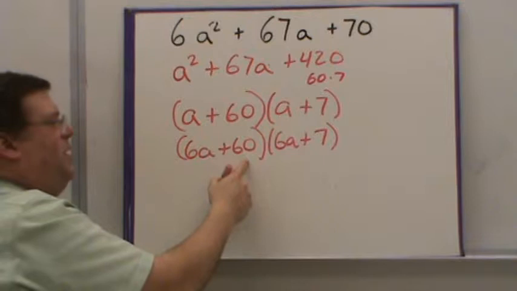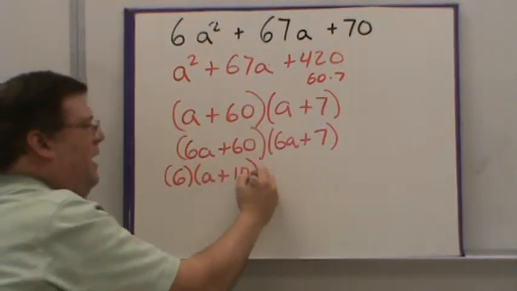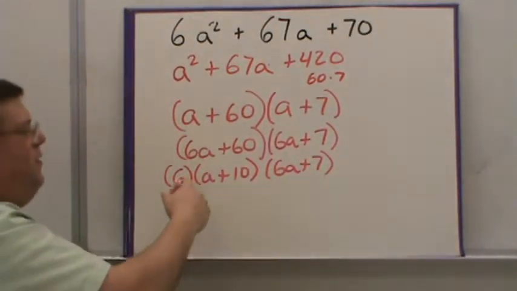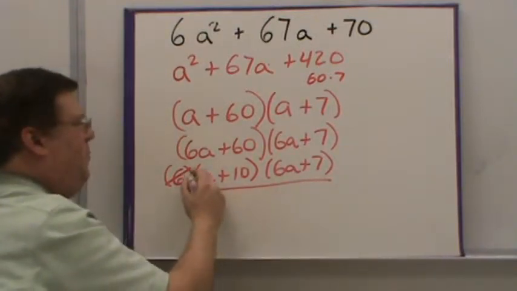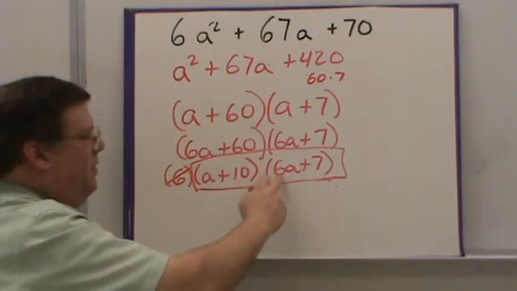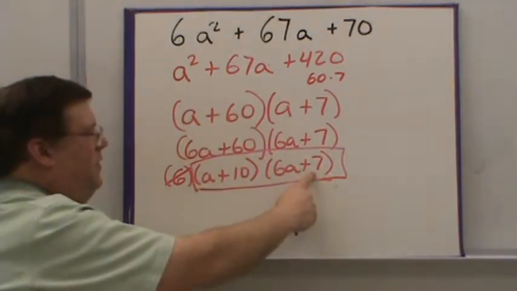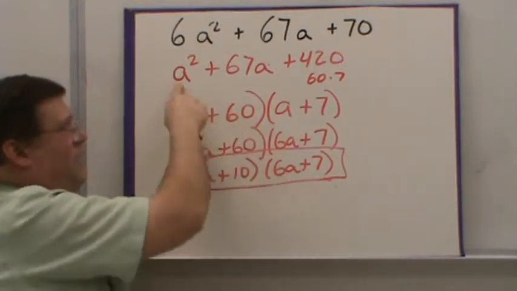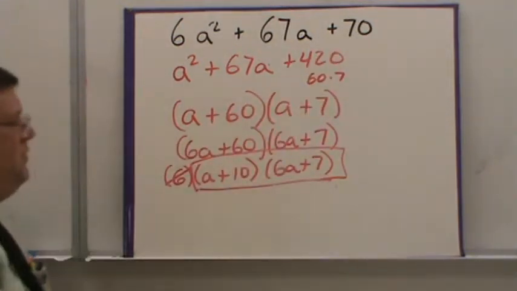Factor out the 6 from here. I get 6a plus 10 and 6a plus 7 over here. The 6 is going to drop out, so I'm left with just the a plus 10 and the 6a plus 7. 6 times 10 is 60. a times 7 is 7a. Bring those two together, you get 67a. a times 6a, 6a squared, the original. And 10 times 7 gives me the original of 70.